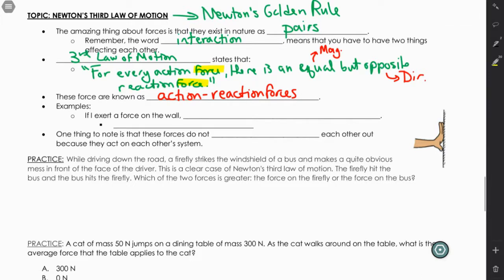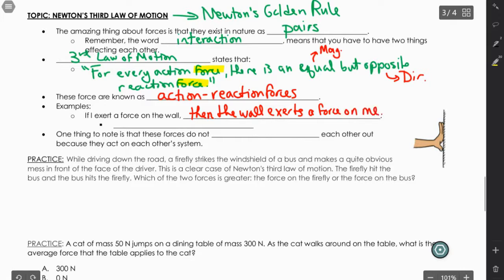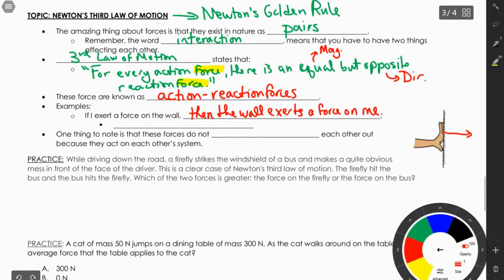So, an easy way to think about this: I've got a little picture over here off to the right with the hand on it. The way these work is if I exert a force on the wall, then the wall exerts a force on me. I'm pushing on the wall, and what is the wall doing back? It's pushing on me. Or simply put, F of hand on wall equals negative F of wall on hand.